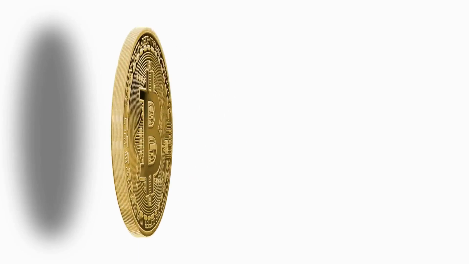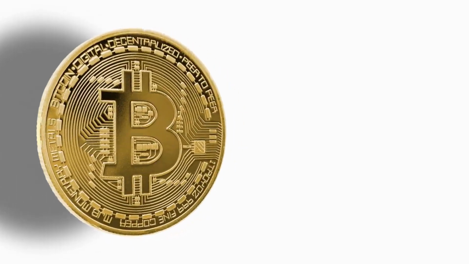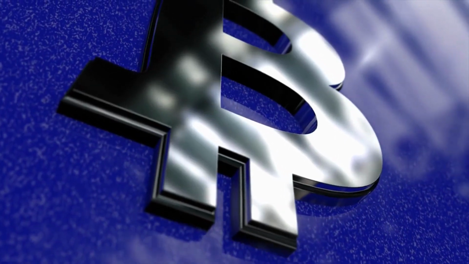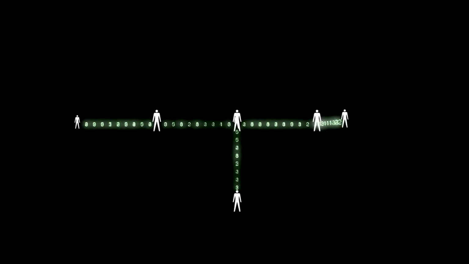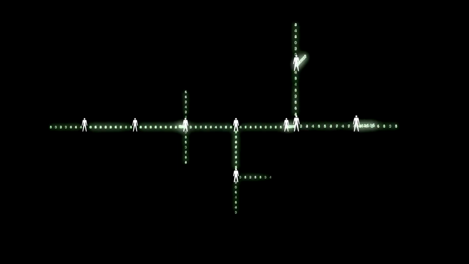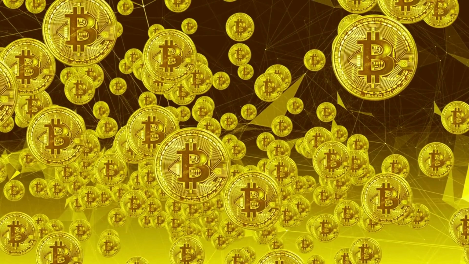Decentralization. Bitcoin operates on a decentralized network of computers, often referred to as a blockchain. This means that there is no central authority, such as a government or a bank, that controls or regulates Bitcoin. Instead, the network is maintained by a distributed group of participants, known as miners, who use their computing power to validate and record transactions.